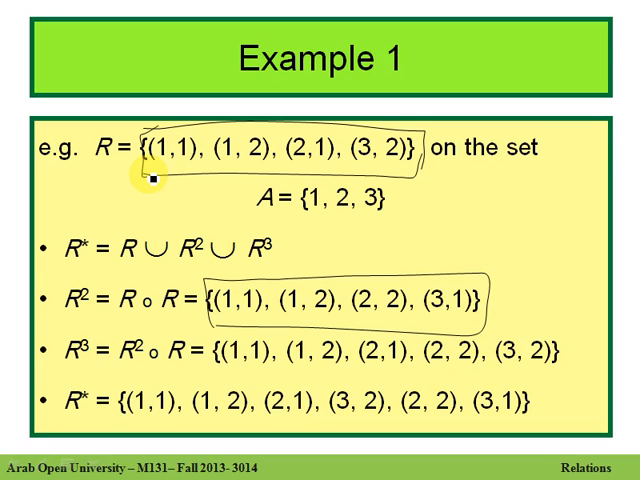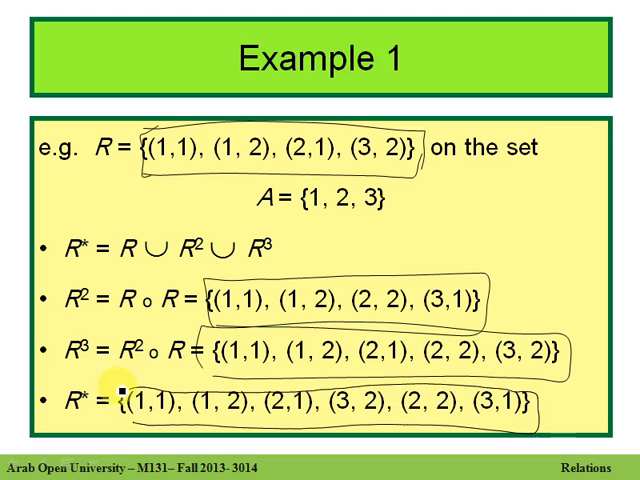Clear? So this is your R cube. If you go according to this rule, okay. So this R cube is what your R star is. Okay, union R cube with all these. Okay, you will get the R star. R union R square union R cube. Okay, you have to take the common elements and bring all the elements together.